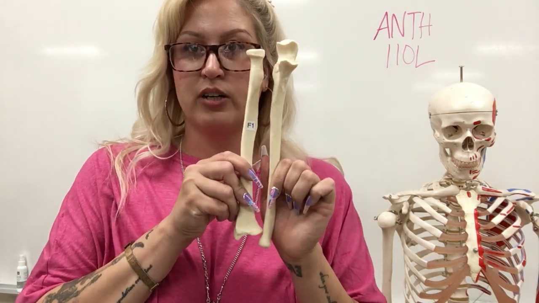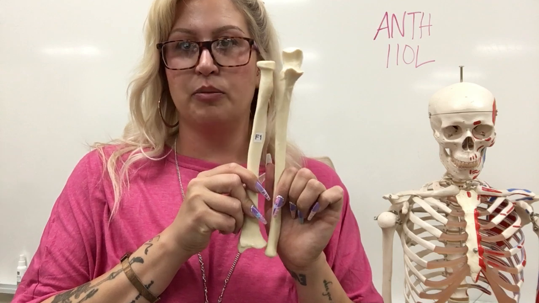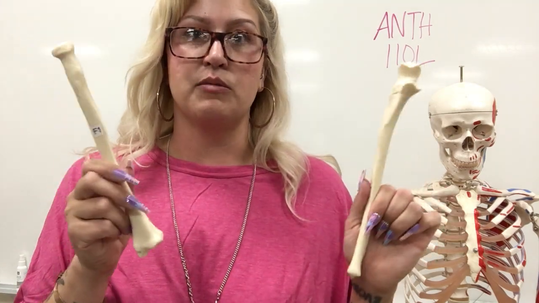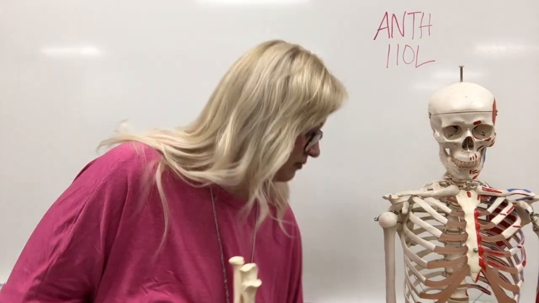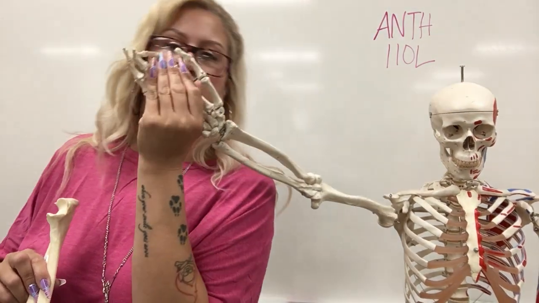These two bones, you can see they're kind of similar in size, a little bit different in shape, obviously, with some different features. But these are the two bones in the lower part of your arm.